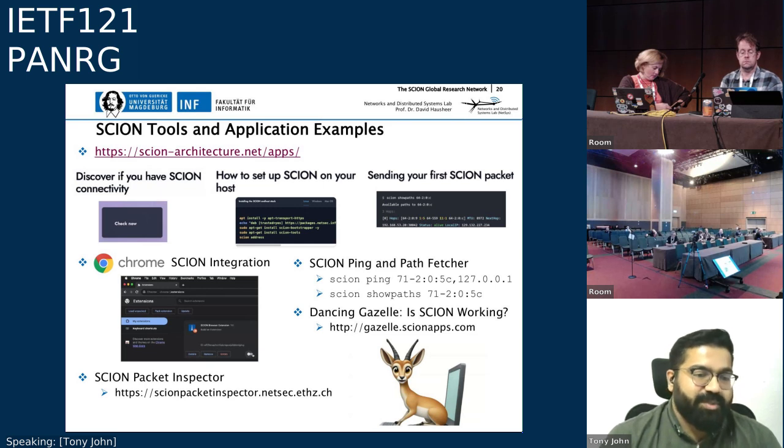We have debugging tools like scion ping and scion showpaths that show the paths between an AS pair. We have a browser extension for Chromium-based browsers that can be used to add SCION connectivity in the browser. We have a packet inspector that you can send packets to and see those packets on a web page.